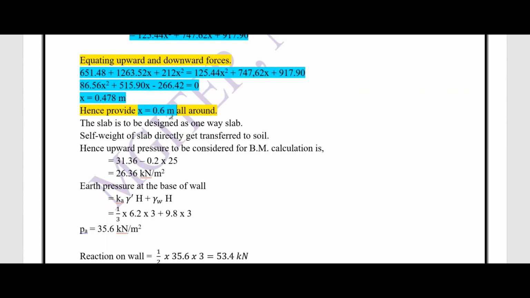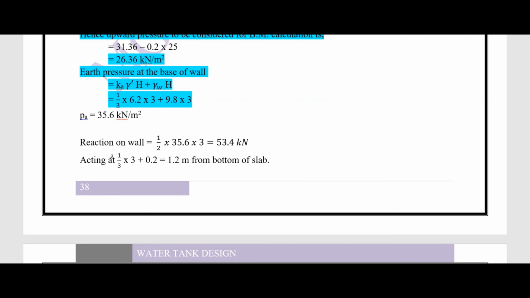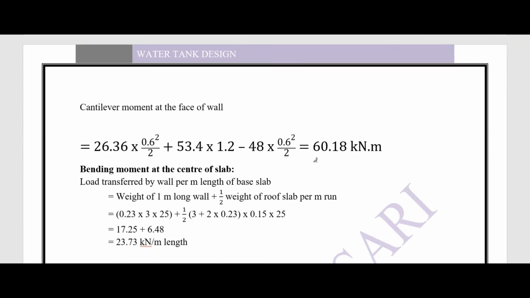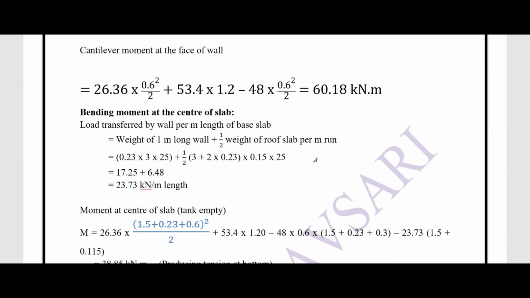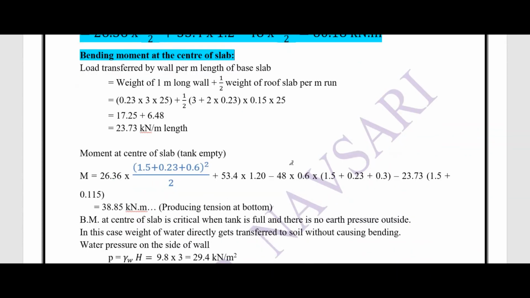Now the slab is to be designed as a one-way slab. The self weight of the slab is directly transferred to the soil, and the upward pressure is considered in the bending moment calculation, which is 26.36 kN per meter square. Earth pressure at the base slab is Ka gamma dash into H plus gamma W into capital H. Same for the reaction of the wall, 1/2 into 35.6 into 3, acting at the third of the base. Now we find the cantilever moment at the face of the wall as well as at the center of the slab, and we can design by these two moments.